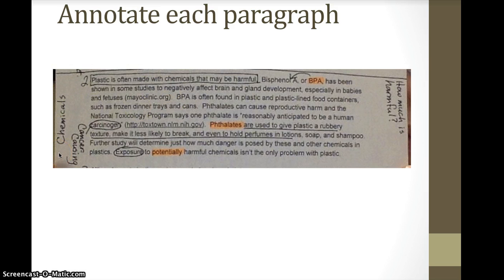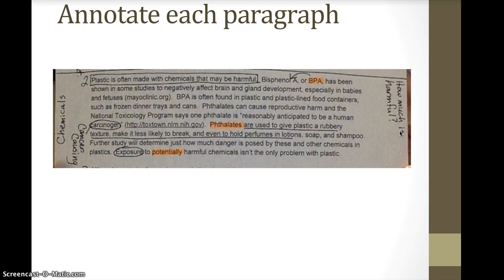On the left-hand side, you're going to write a teeny tiny summary. This paragraph is all about how plastic is often made with chemicals that may be harmful. And so I've summarized it with one word: chemicals. Then on the other side, you're going to write a question or a reaction. My question was, how much is harmful? It's not answered anywhere in this essay.